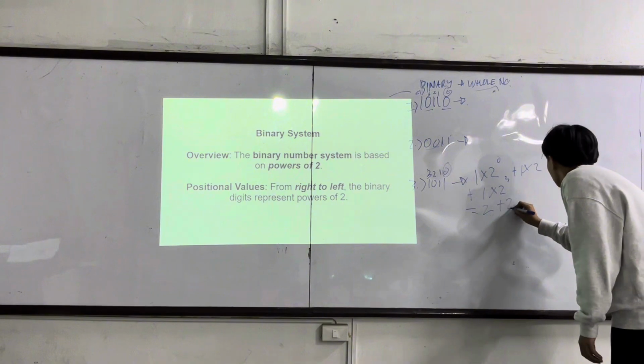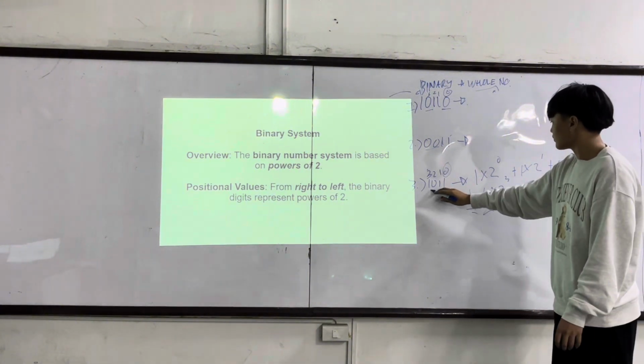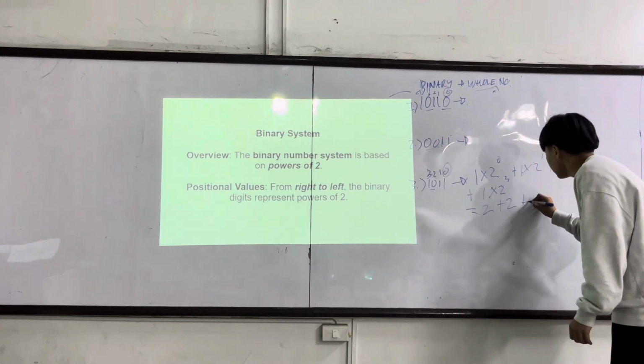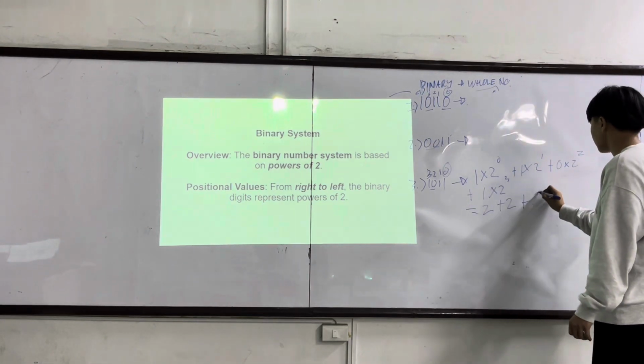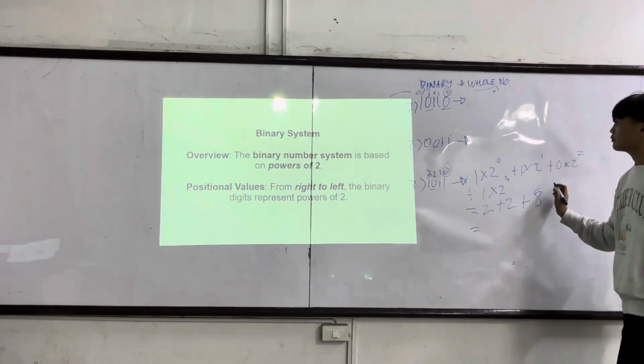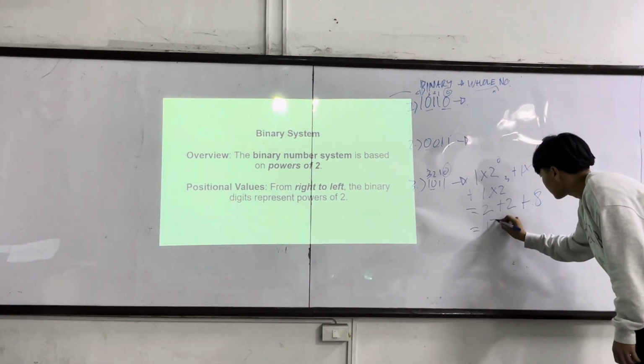Plus 4. Since the value of this bit is 0, we don't include it. Lastly, 1 times 2 raised to 3 is 8. So the final value of this binary is 12.